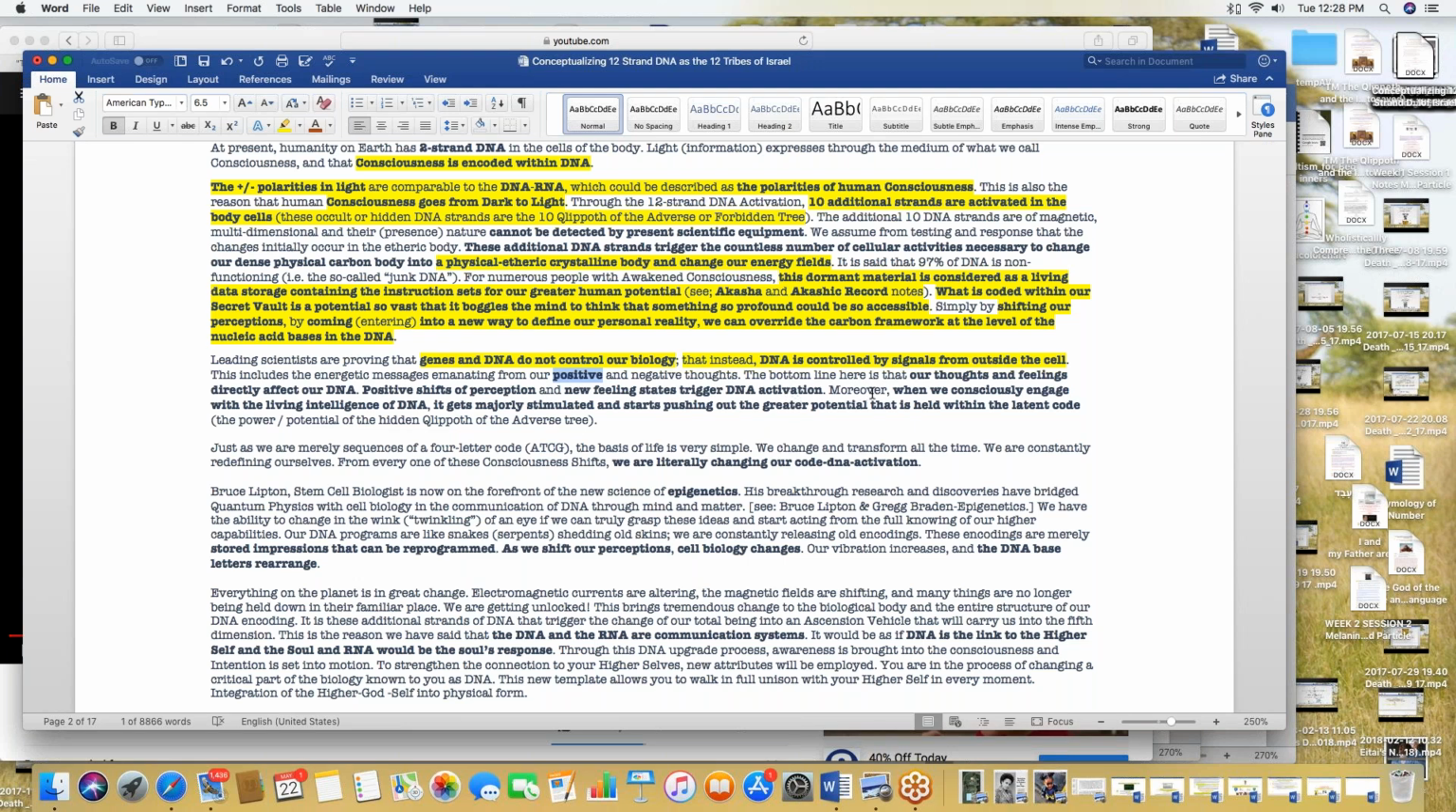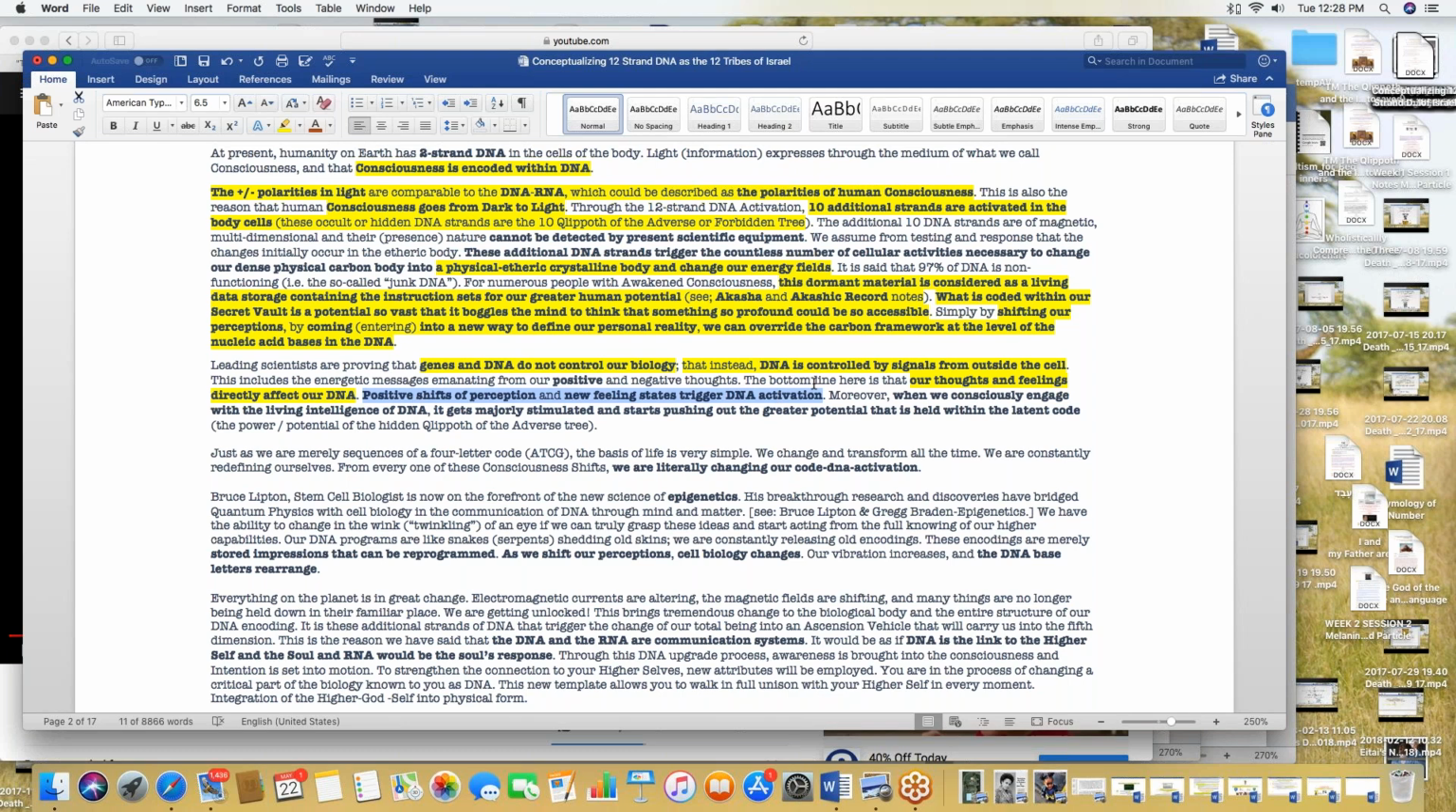The bottom line is that our thoughts and feelings directly affect our DNA. Your own thoughts and no one else's directly affect your DNA. Positive shifts of perception, Tommy, that we've undergone, and new feeling states. I don't feel the same way I felt about Nimrod. I don't feel the same way about Baal like I was programmed to. I understand that there is no duality, and I syncretize those things within my understanding. So there is no fear going forward.